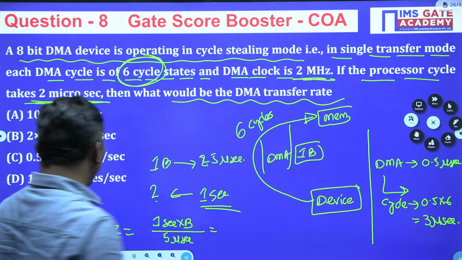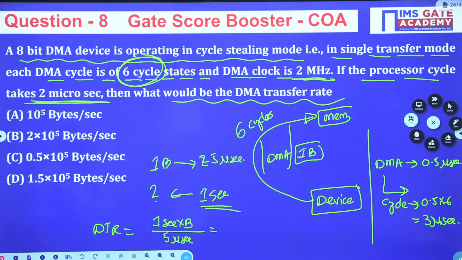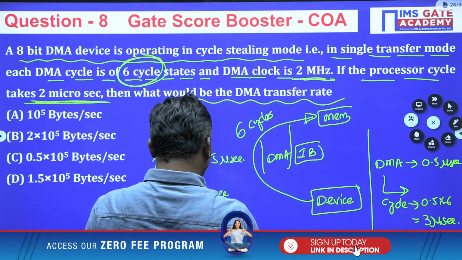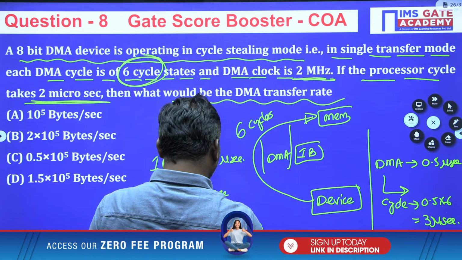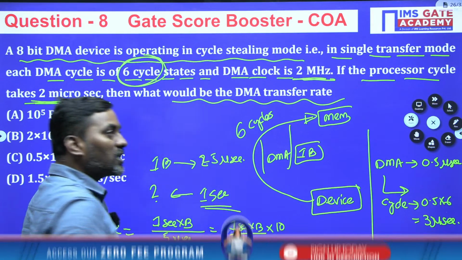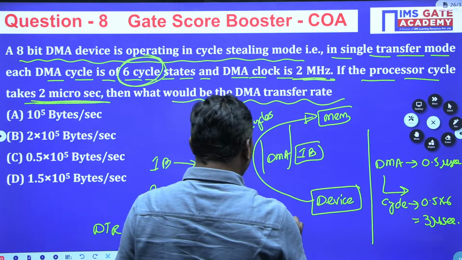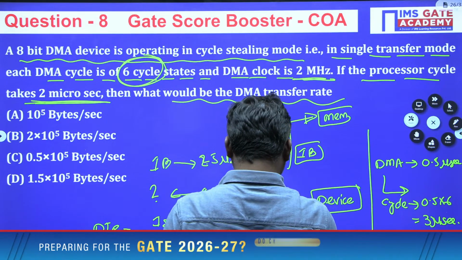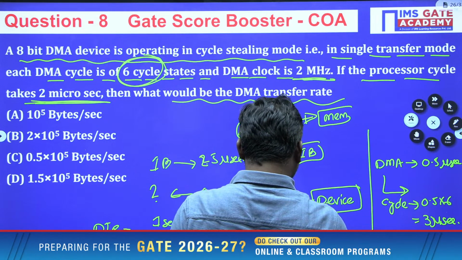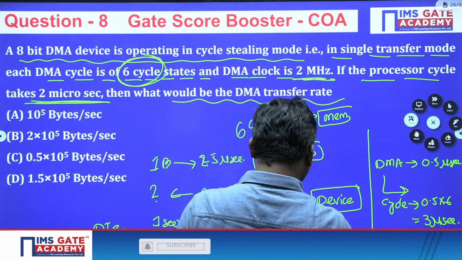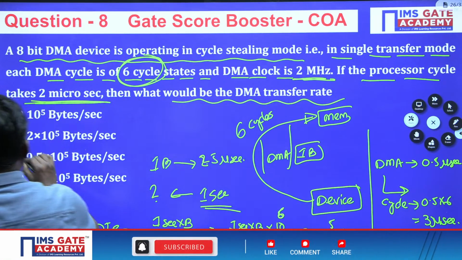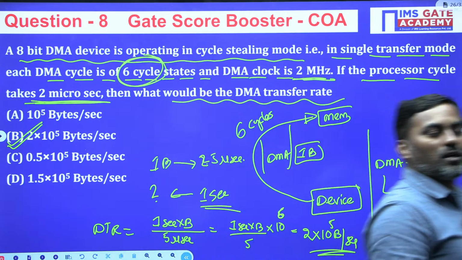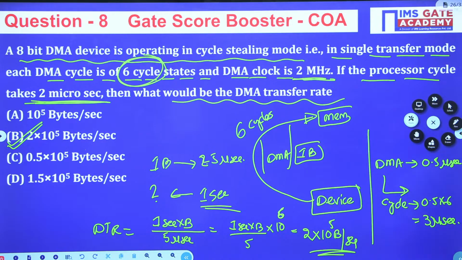What is this value now? 1 by 5 is 0.2, or 10 by 5 I can write it as 2. So I can write 1 second into byte by 5 into 10 power minus 6, and upside 5 will come. So 10 by 5 is 2, and 10 power 6 gives 2 times 10 power 5 bytes per second, isn't it? Therefore option B comes. Option B is the right answer for this question. I hope everyone is clear.